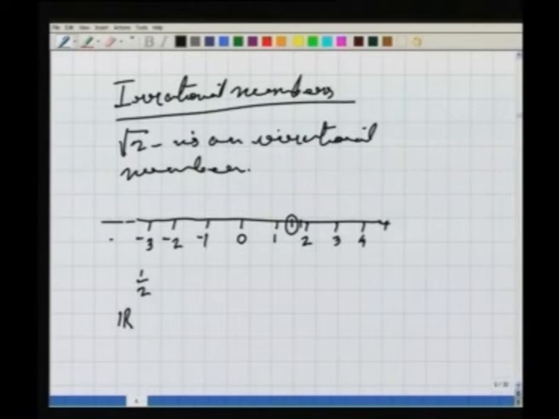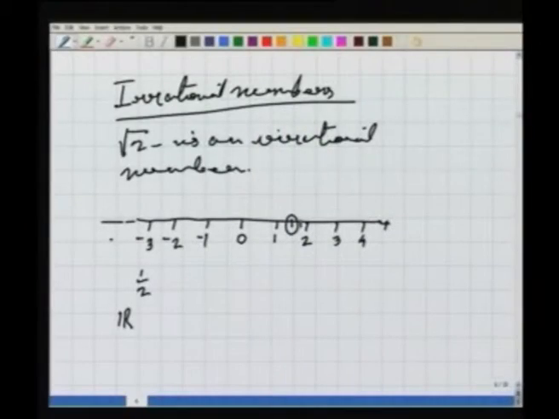I want points on this line to correspond to numbers in R, and every element of R should correspond to a point on the line. That means all the irrational numbers should correspond to certain points on this line. Well, so intuitively we will assume that the whole real line, the whole set of real numbers, is actually given by this line. Every point on this line which is not a fraction corresponds to an irrational number.